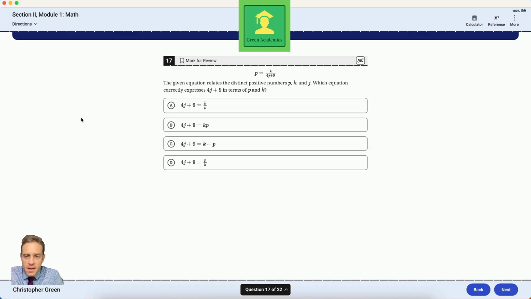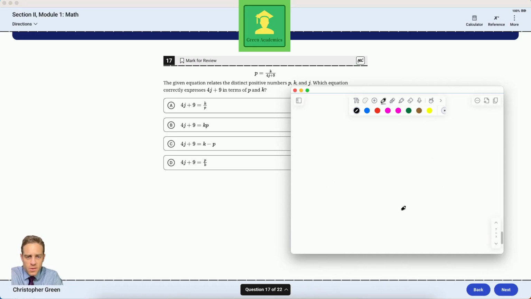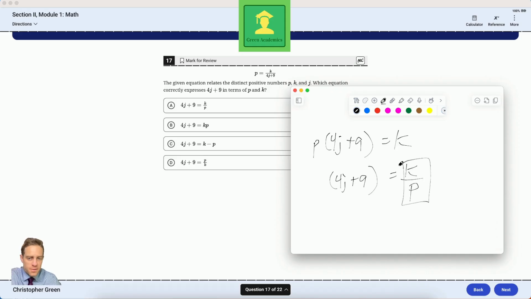P equals that. The given equation relates the distinct positive numbers p, k, and j. Which equation correctly expresses 4j plus 9 in terms of p and k? It looks like all you have to do here is cross multiply. So if I simply think of it as p over 1 equals what's on the right-hand side, then it's p times this equals k times 1 when you cross multiply. So the thing in the parentheses, which is what it's asking about, is just the quotient of k and p.